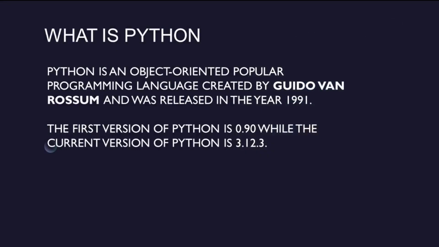We then move to the definition of Python. So Python is an object-oriented programming language created by Guido van Rossum and was released in the year 1991.